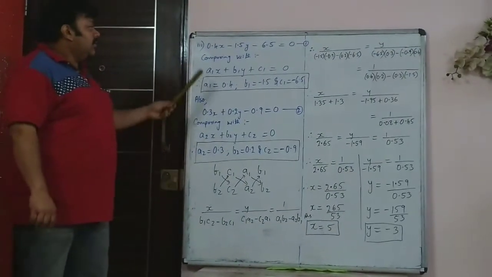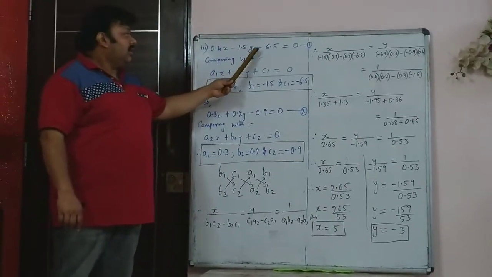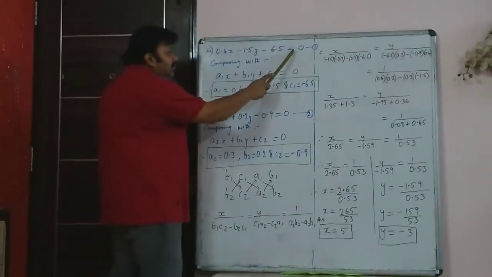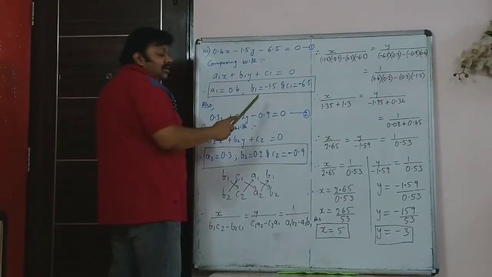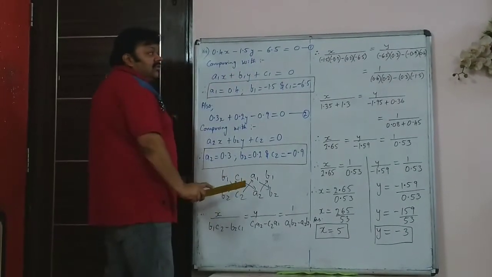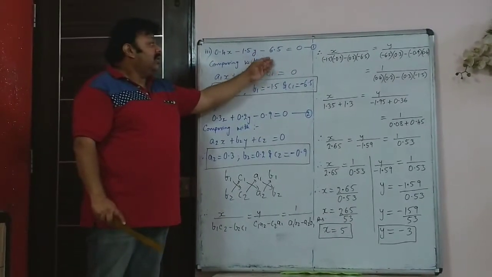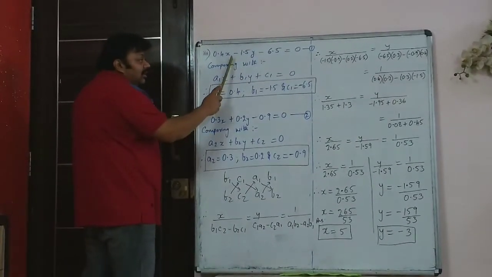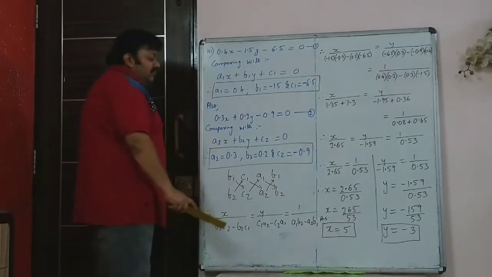So again in the third sum, you will rewrite it in the form 0.4x minus 1.5y minus 6.5 equal to 0. I told you many times it has to be in this form equal to 0. You can't write the 6.5 there, then the comparison will be wrong. So 6.5 has to be shifted here, it will become minus 6.5. After that you compare with a1x plus b1y plus c1 equal to 0. So your a1 is plus 0.4, b1 is minus 1.5 and c1 is minus 6.5.